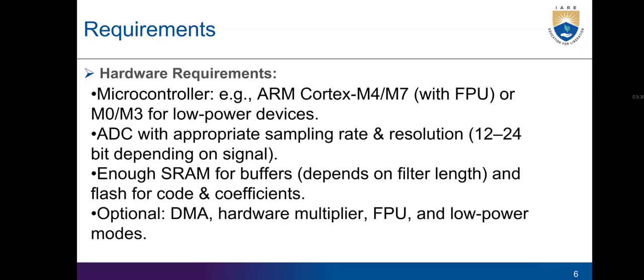Requirements: hardware requirements. A microcontroller, Cortex-M0 or M3 for low power devices, an analog to digital converter with appropriate sampling rate and resolution of 12 to 24 bit, and enough SRAM for buffers and flash for code and coefficients. Optional: DMA, hardware multiplier, FPU, and low power mode.